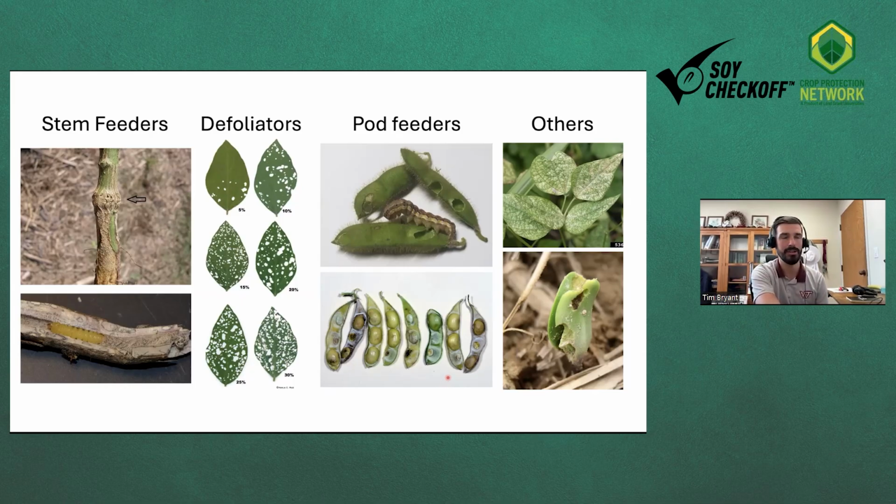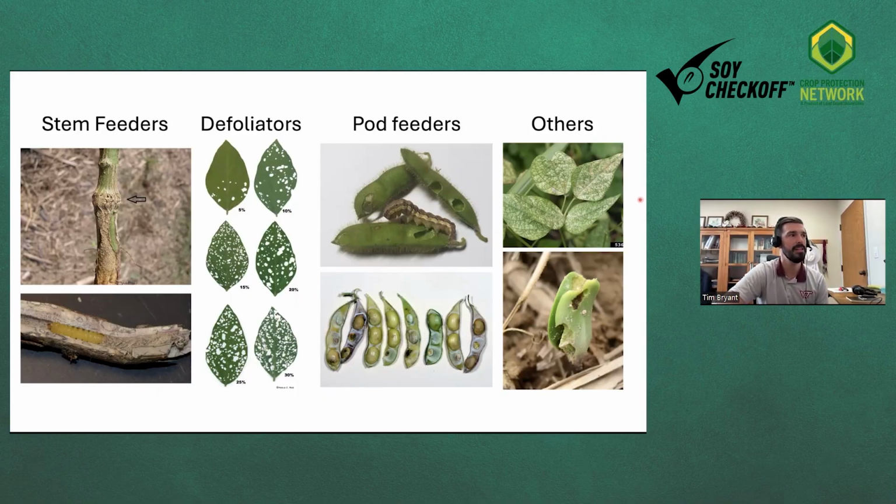So that can either lead to the seed being aborted, like you see a couple of these shriveled seeds or seeds that didn't develop at all. But it can also lead to quality issues. Some discoloration on some of these seeds that you see in this image here.